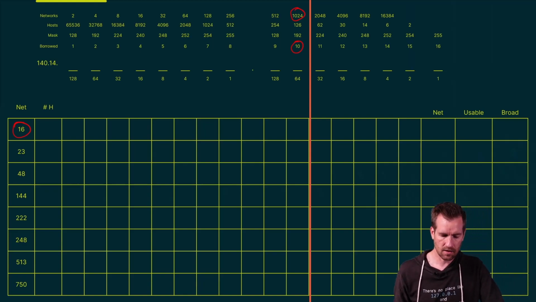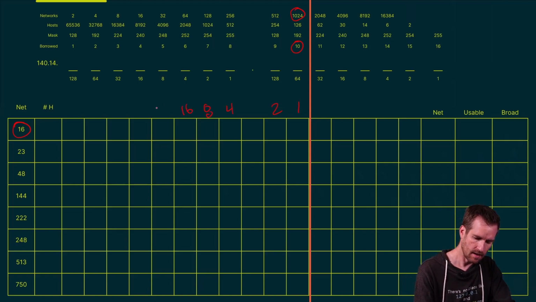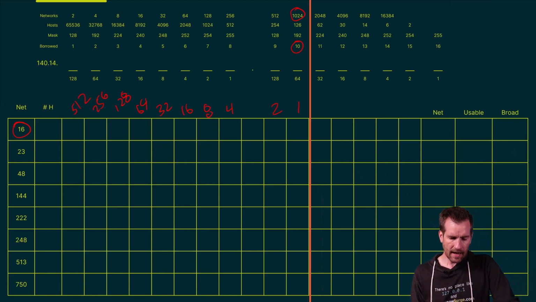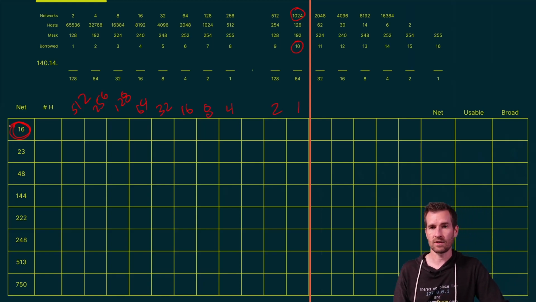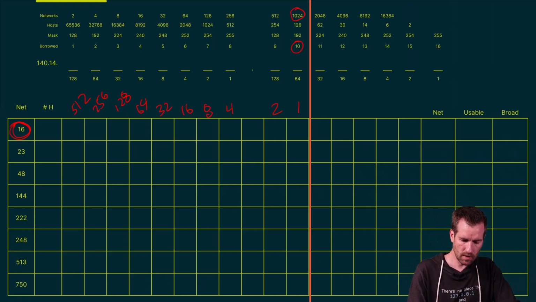The first thing that I can do is put in my numbers up here: 1, 2, 4, 8, 16, 32, 64, 128, 256, and 512. So there's that. And then the other thing that I can do is figure out what the network is for 16. So I have to subtract 1, so that's 15. And a 15 would be an 8 plus a 4 plus a 2 plus a 1.